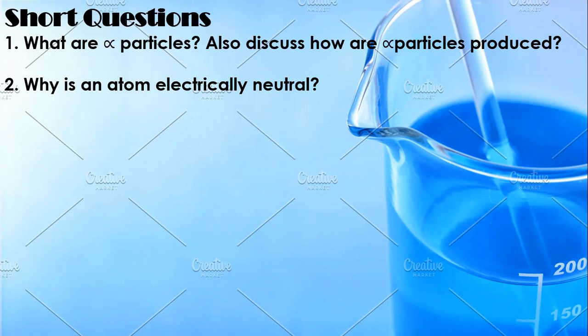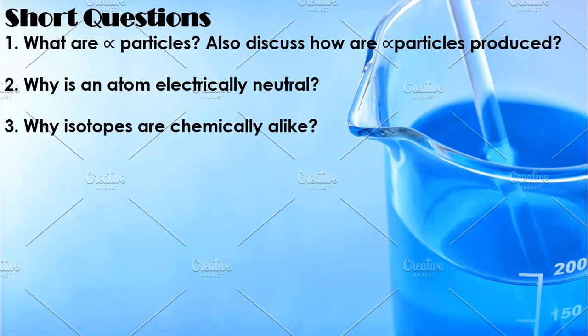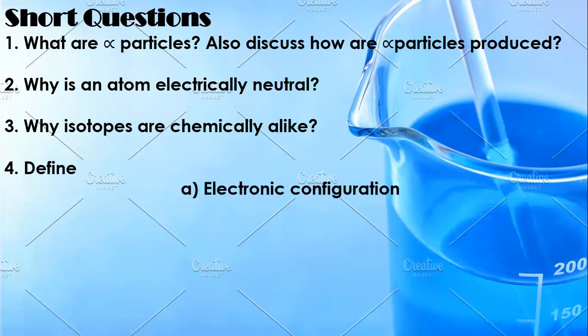Second one is, why is an atom electrically neutral? Third one is, why are isotopes chemically alike? Why do they have the same chemical properties? Fourth one is, define electronic configuration. You have to write just the definition with at least one example.